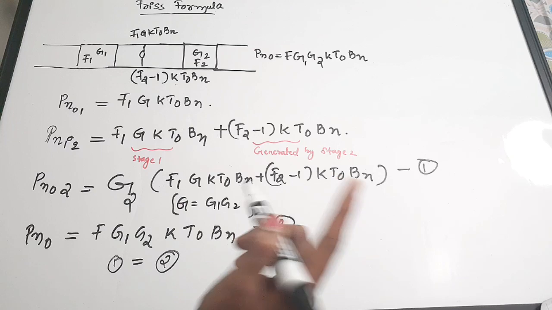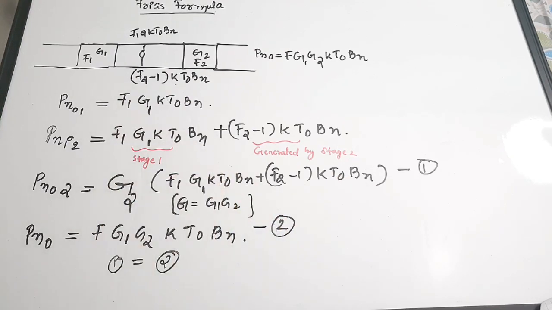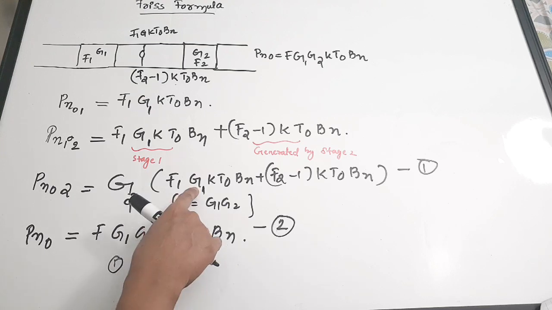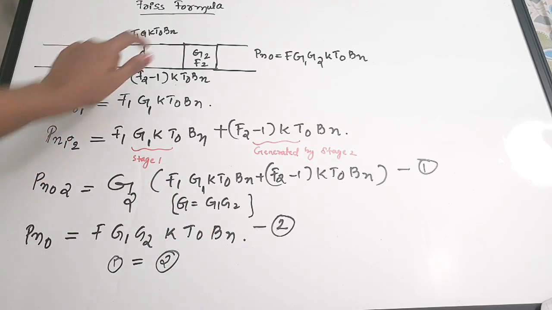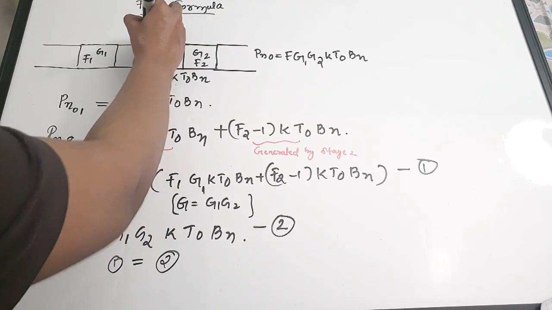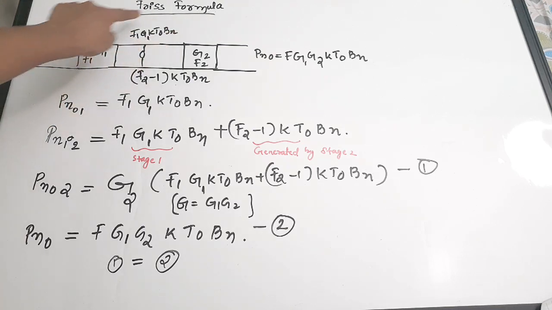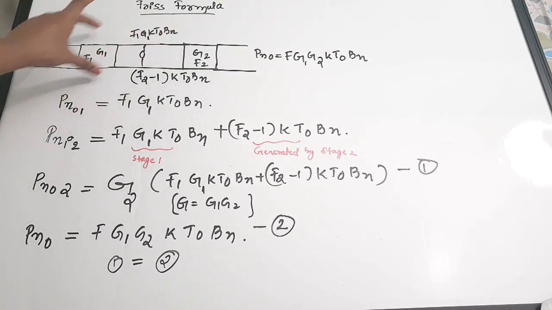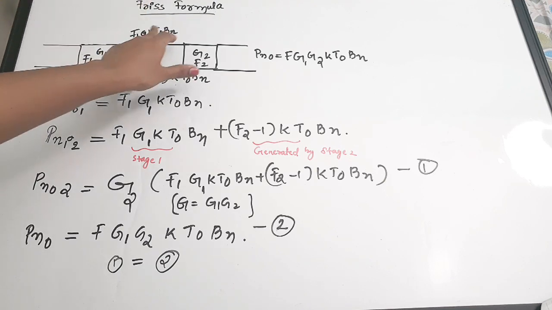While equating, you have to consider one more thing. This is G1. Here also G1. I have actually made a mistake here also. This is also G1. So please try to correct it. Here the output noise at stage 1 is F1 G1. It is not G, it is F1 G1 K T0 Bn.